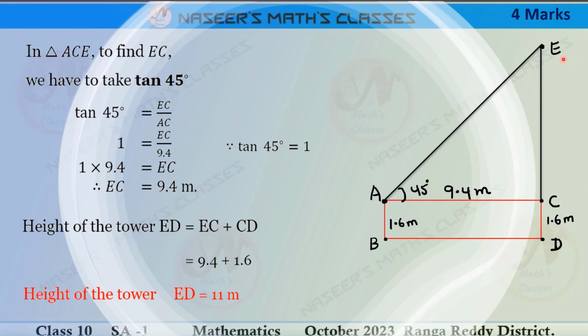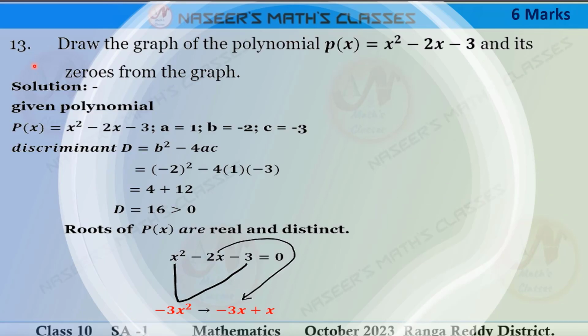So height of the tower, that is ED is equal to EC plus CD. EC we get 9.4 meters and the CD value is 1.6 meters. By adding these two, we get 11 meter. That is the height of the tower. We solve the 13th problem.